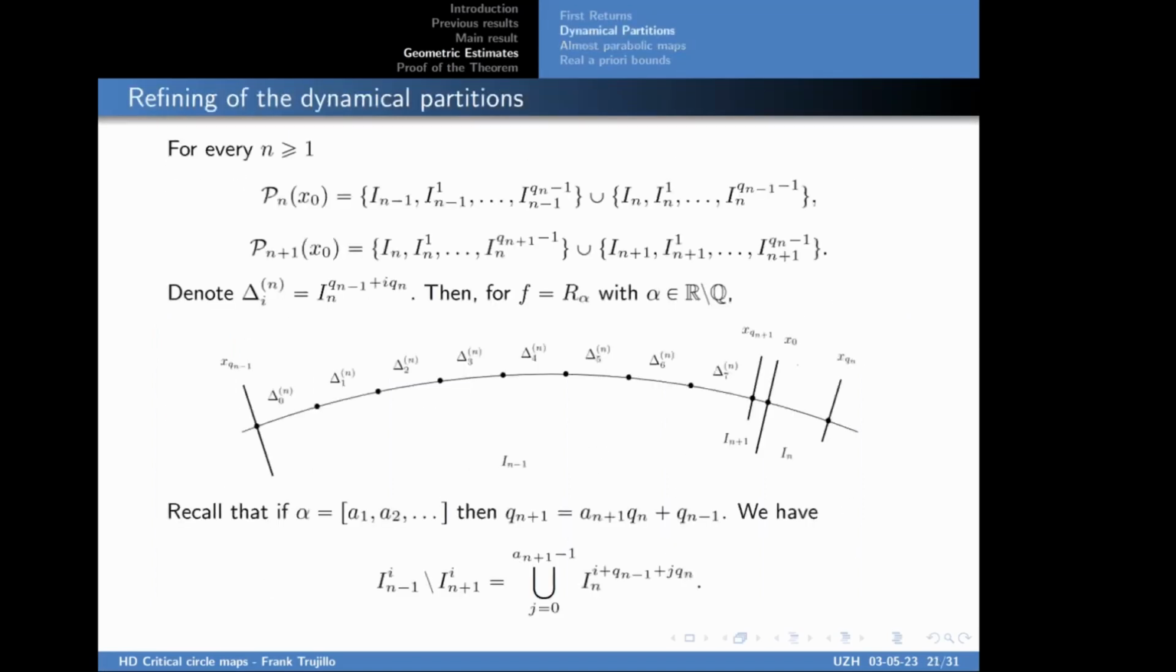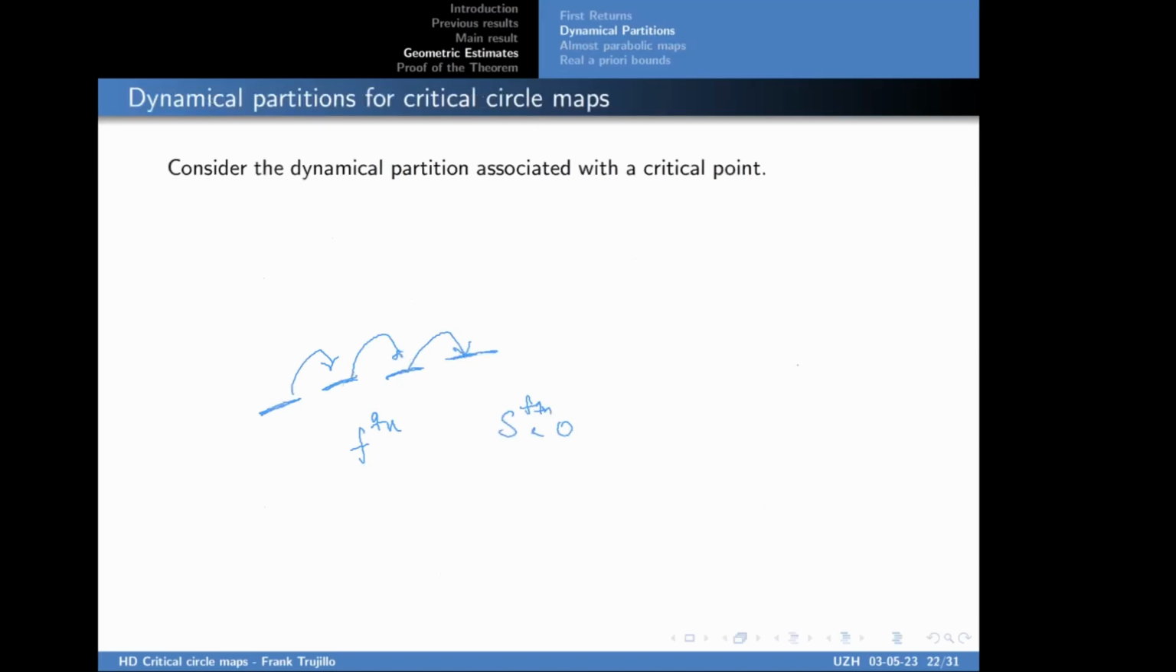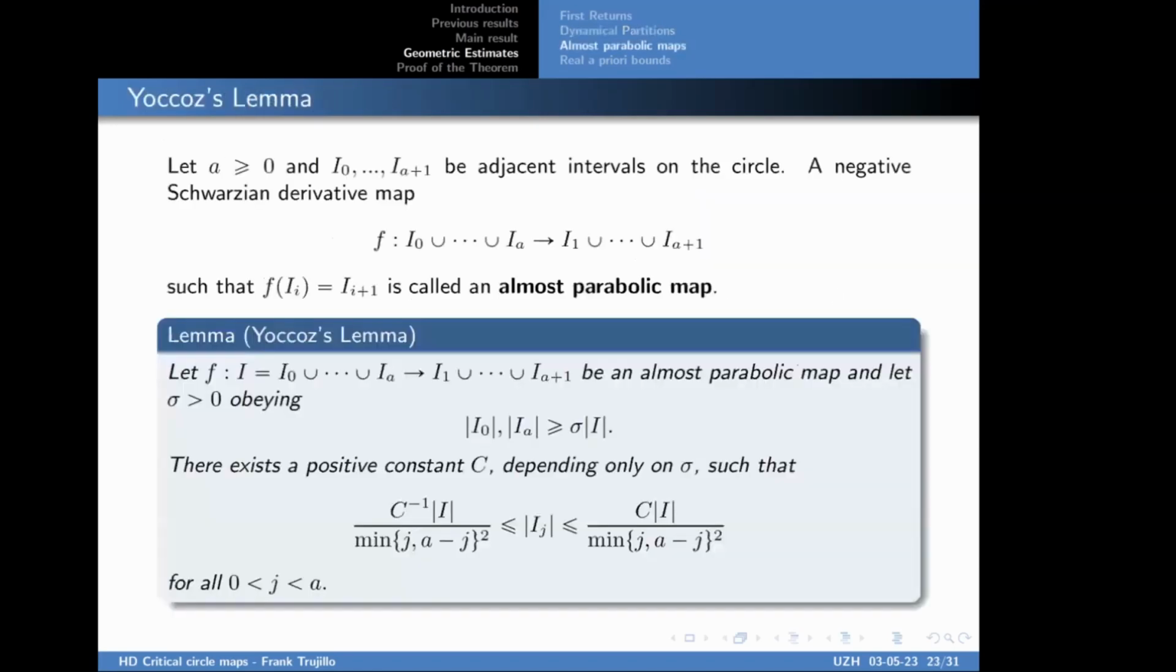So this is exactly the behavior that we have for the map F_{q_n}. The map F_{q_n} is mapping this interval here to the next, to the next, to the next. And what we can show at the end is that this has negative Schwarzian derivative. And if I have a critical circle map, so I just go back to this lemma, is just to say that I will apply this general result to estimate the size of the intervals in the middle.